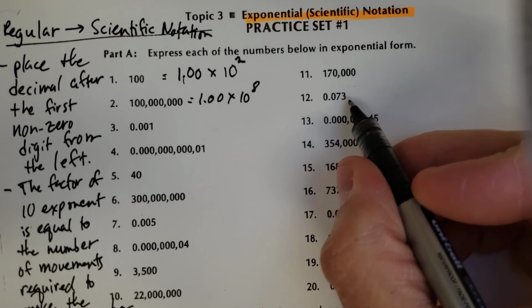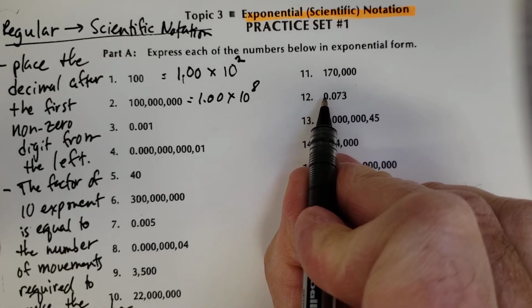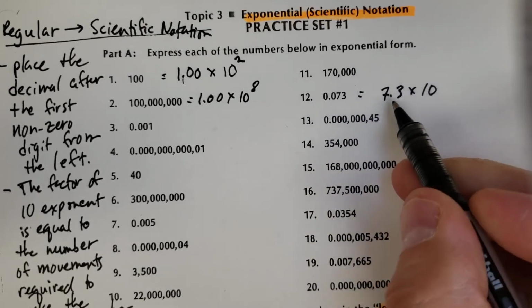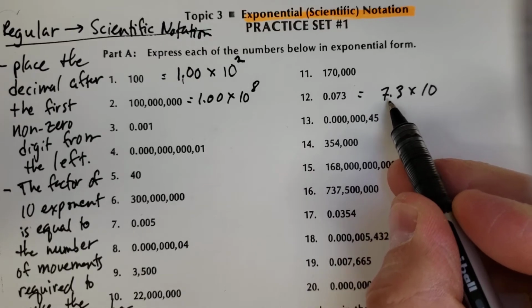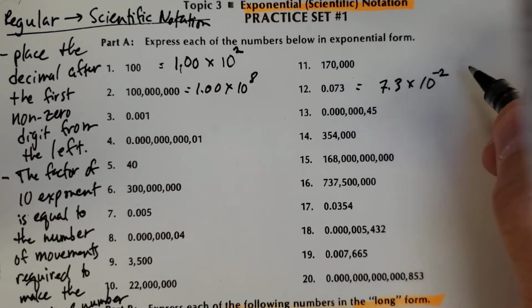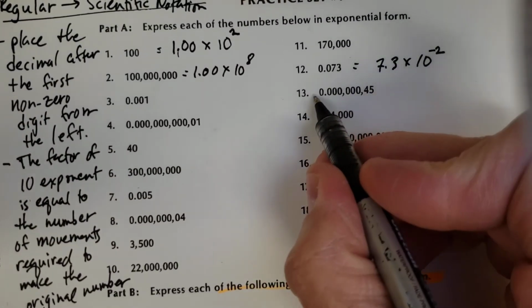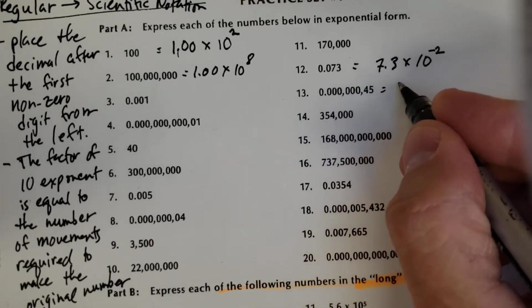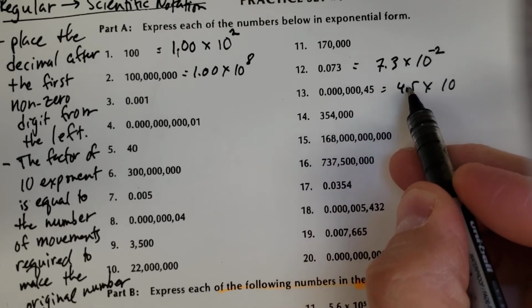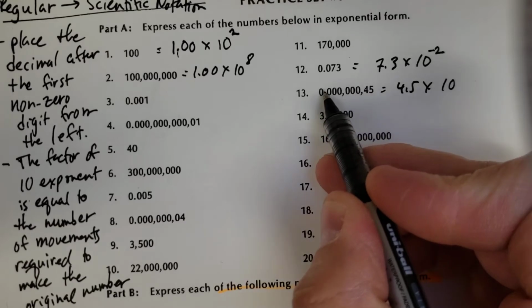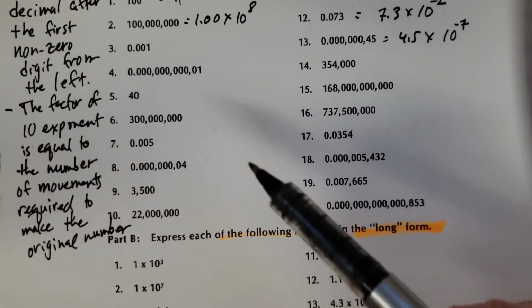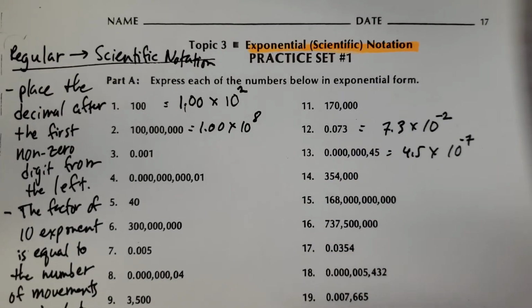And if we look at numbers that are less than 1, so placing the decimal after the first non-zero digit, that would make it 7.3. And let's see, where do I move it to get the original number? 1, 2. 2 to the left, so it's going to be a negative 2. If I look at this one, place the decimal after the first non-zero digit, so 4.5. And to get the original number that you see here, it would have to be 1 movement past the 4 plus 6 zeros, so that's going to be negative 7. Okay, so that's how questions 1 to 20 work on this page.